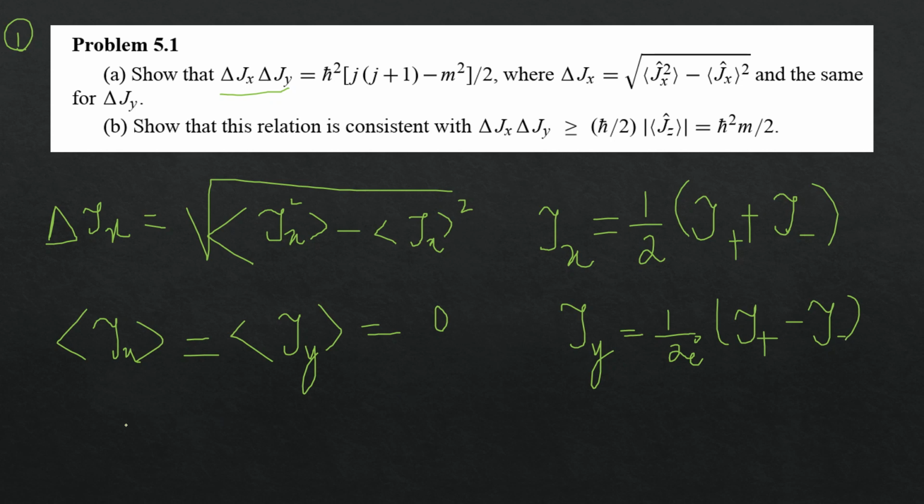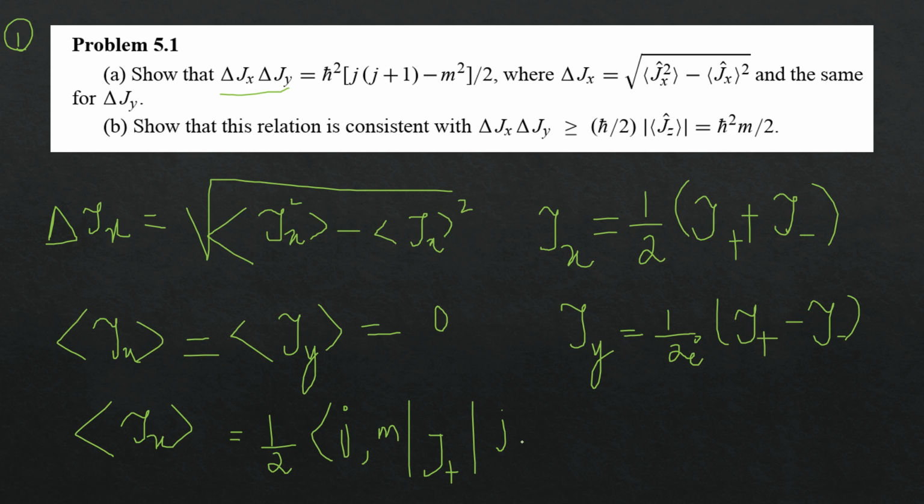How do I prove that the expectation value of Jx is 0? The expectation value of Jx is equal to half, and I can write it like this: ⟨j,m| J+ |j,m⟩. This J+ is your ladder operator, which means it will increase the value of m by 1.